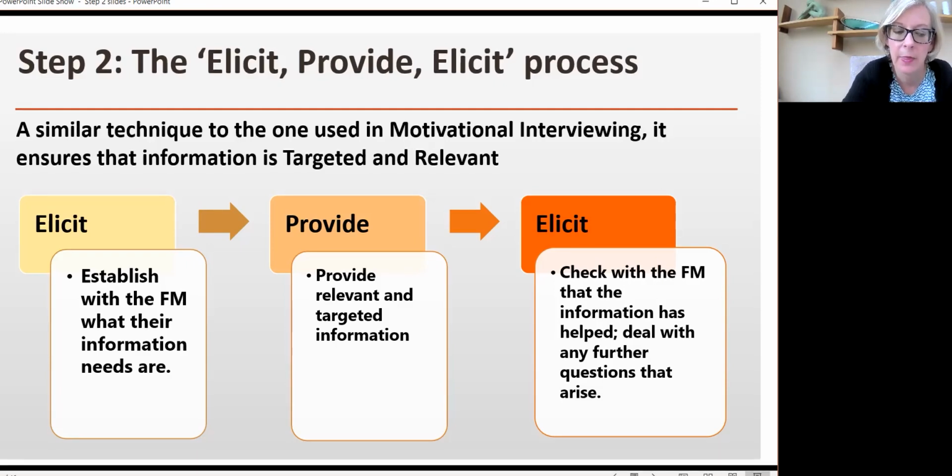The third and the final part of the process is one that practitioners commonly omit, and it's incredibly important to check with the family member about the information you've provided and discussed. Was it actually the information they wanted? How did it help? For example, it could be in relation to their anxiety and stress, and has it raised further questions? So this is the second elicit, and if it raises further questions, then as a practitioner, you need to work through these in the same way.